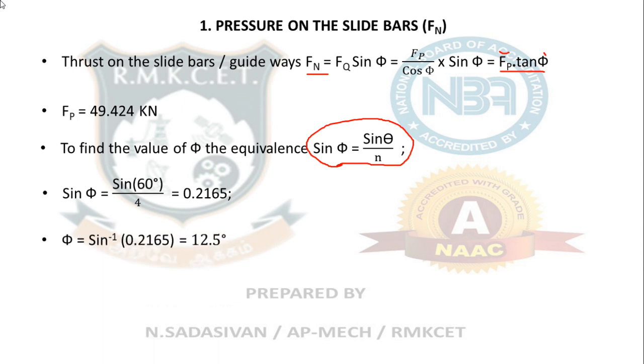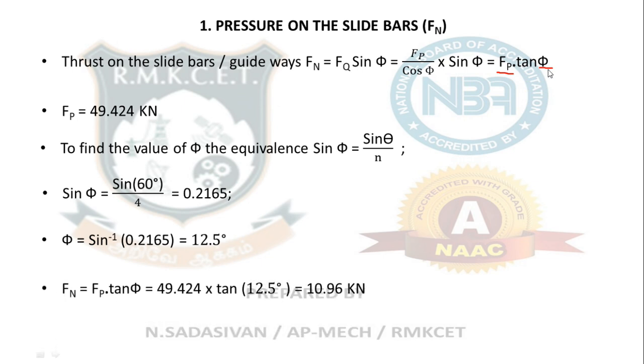So phi equal to sin inverse of 0.2165, that is 12.5 degree. You can directly calculate. Since you have the value of theta and n, calculate sin theta by n, do a sin inverse to get the value of phi. Now substitute the value of phi into this first equation which you have. Now you have the value of Fp, also the value of phi is known to you. Directly calculate the value of Fn. Fn equal to Fp tan phi.